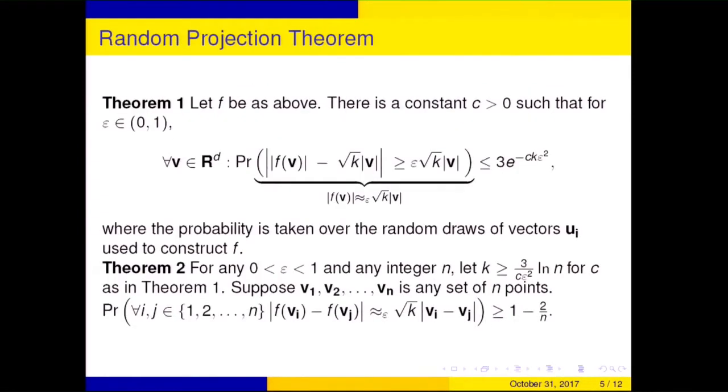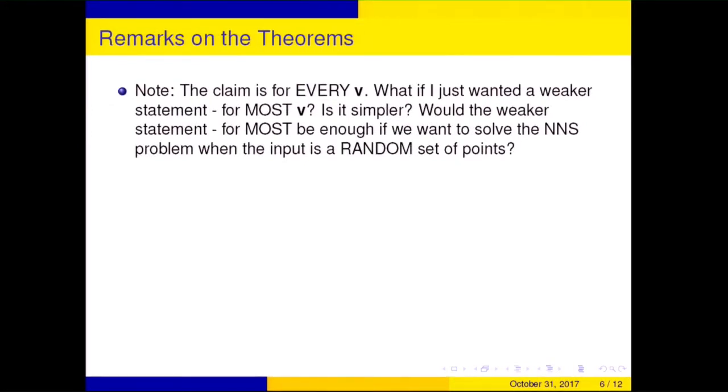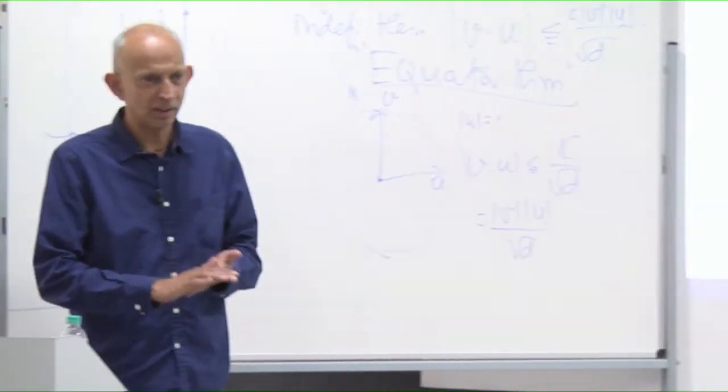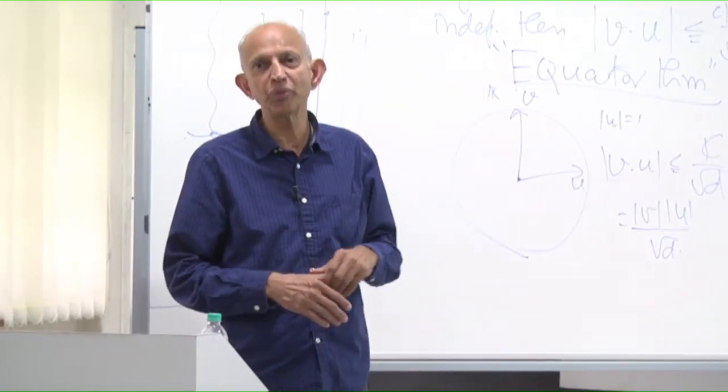So statement 1, suppose I wanted this to be true not for every V, but for most V. It's a simpler statement, but is it useful? Maybe you can say if the data for nearest neighbor search was random, I could just have a weaker theorem that says it's true for most V. Okay? Let's see if that's true. So I wanted a nearest neighbor search. I assume that the data set I'm given is random, is not the worst case set. Can I then use a theorem that says for most V I'm length preserving?